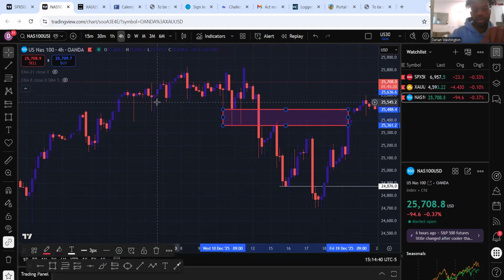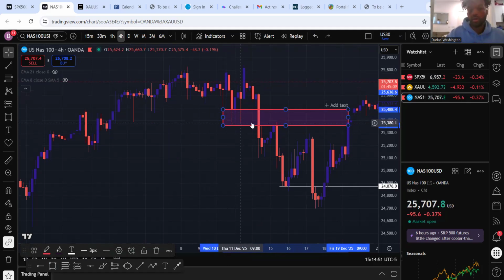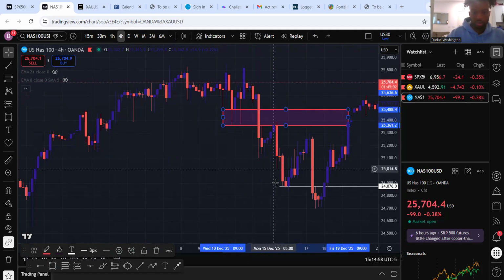I know the one that I previously had was where my mouse is at. It broke with this candle right here. It broke, came back above. So this is my recent higher low. As you can see, it broke, came to retest, and made a new lower low.